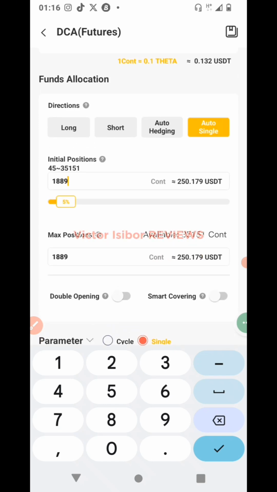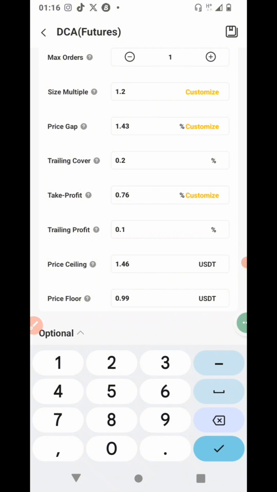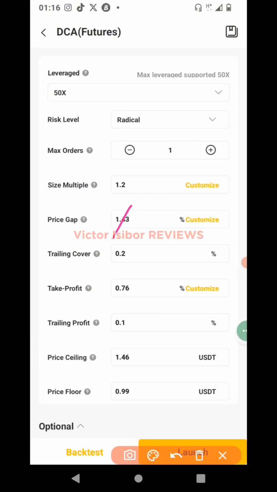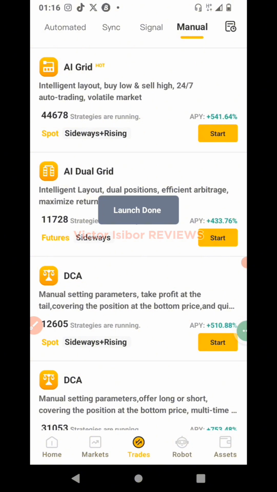Everything looks good now. Okay, I can scroll all the way down. My take profit is beautiful. I always like it to be below 1. 0.76. Brilliant. I click on launch, and that is the scalpers method that I just did. Now it will take a while, then the trade is going to launch. Okay, then I'll click on robot, second to the last button to the right at the bottom.